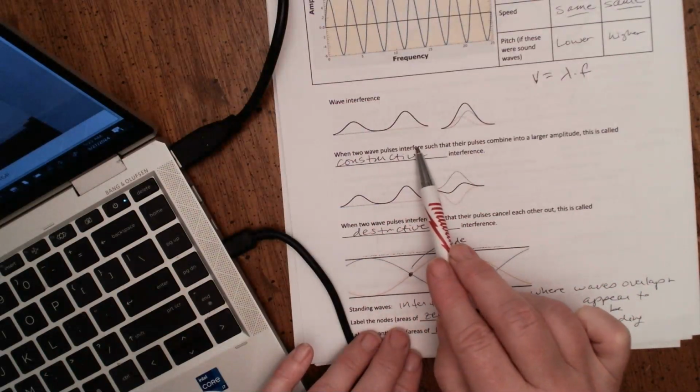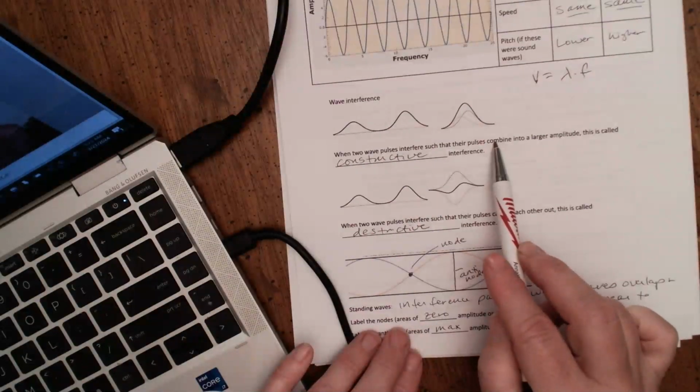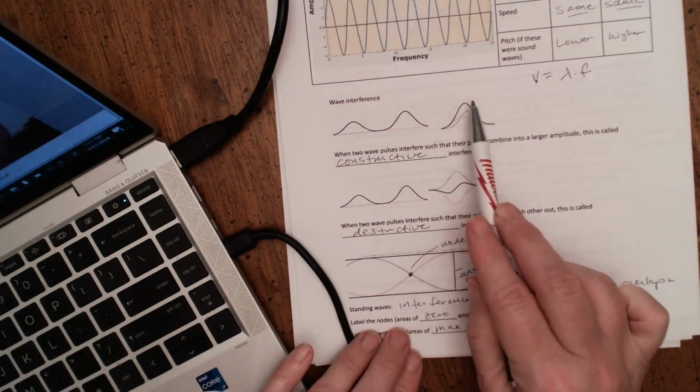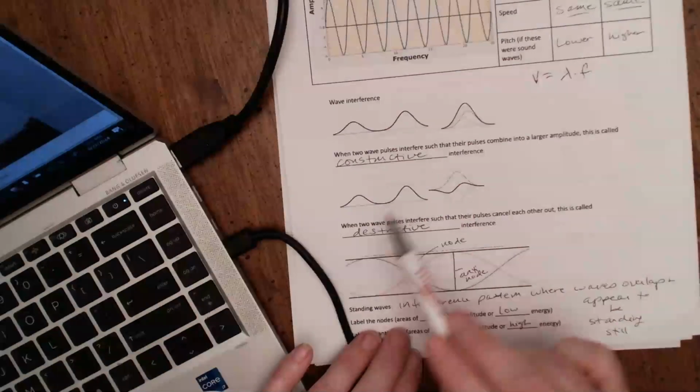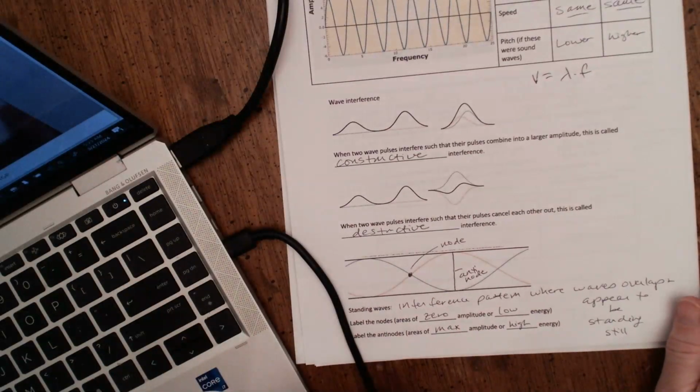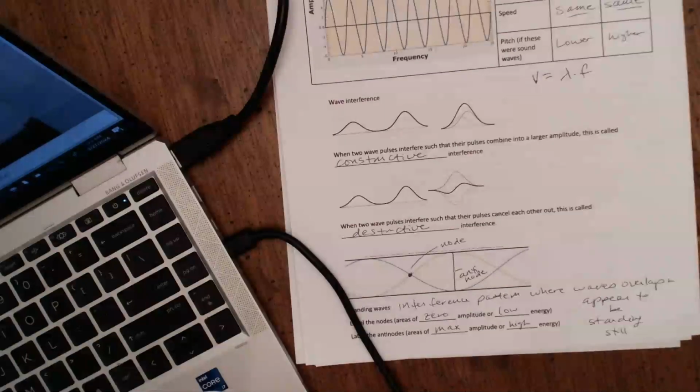When two wave pulses interfere such that their pulses combine into a larger amplitude, that's called constructive interference. Maybe that makes sense based on the description, but your amplitudes are adding up when that happens. And you're getting one combined wave that's got a larger energy because your two amplitudes are adding up.